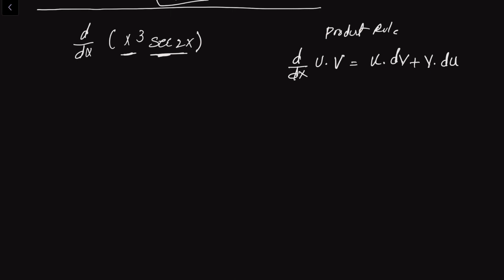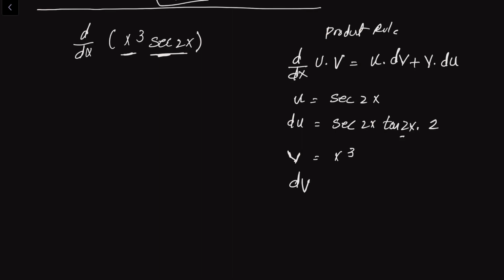But first, we have to assign u and v. So which is which? We can say we're going to make u equal to secant 2x. So what's du? du is secant 2x tangent 2x times the derivative of my angle here, 2x, which is 2. So that's u. And then we're going to make v equal to x cubed. So my dv is equal to 3x squared.